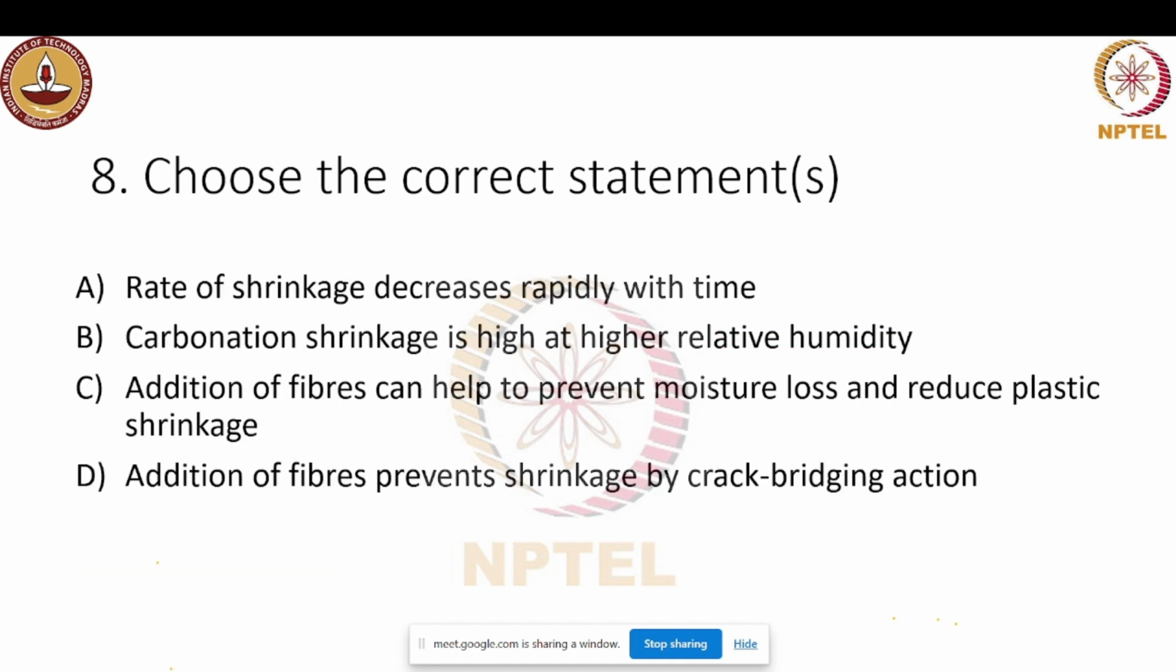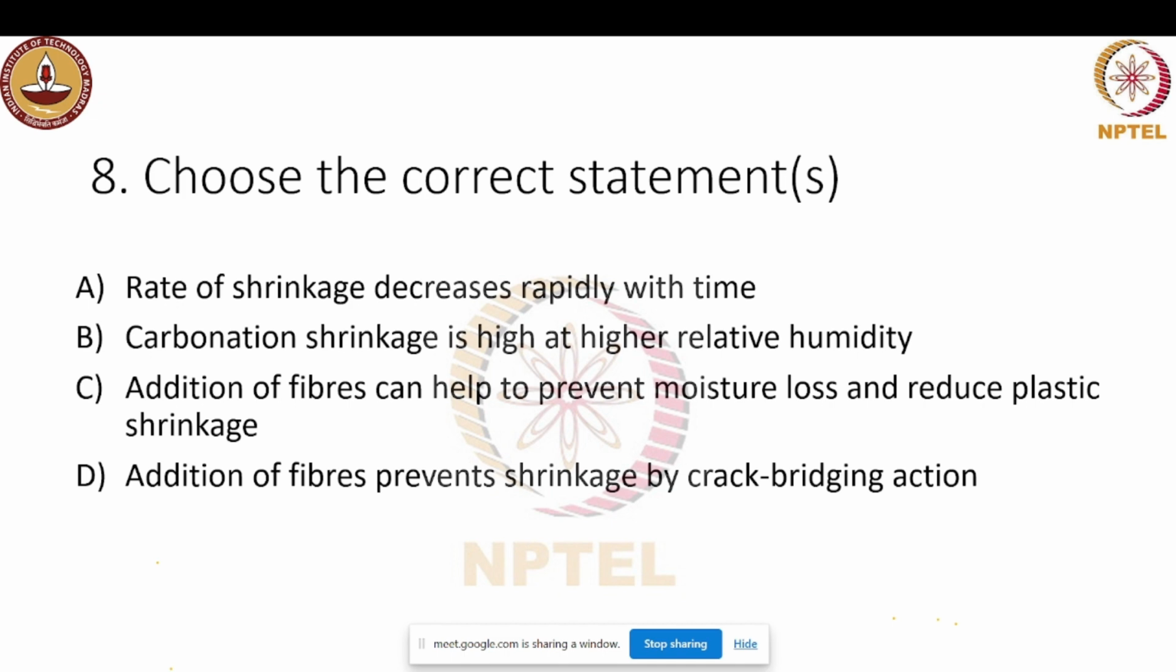Okay. Next question, a similar question. You have to choose the correct statement. Rate of shrinkage decreases rapidly with time. Carbonation shrinkage is high at higher relative humidity. Addition of fibers can help to prevent moisture loss and reduce plastic shrinkage. Addition of fibers prevents shrinkage by crack bridging action. Shrinkage, you know, right? Because of removal of water from the concrete, there are chances of shrinkage in concrete. We have different types of shrinkage.